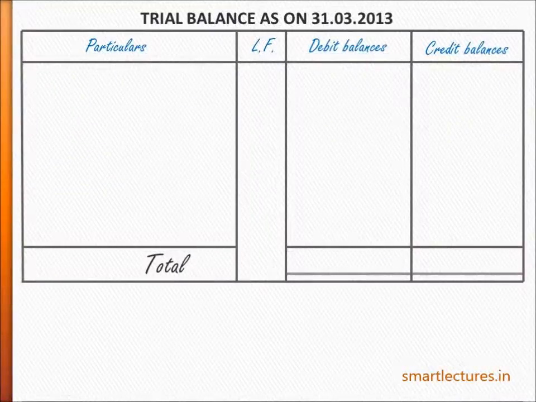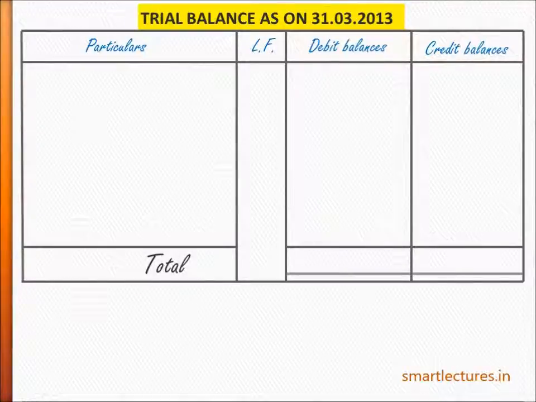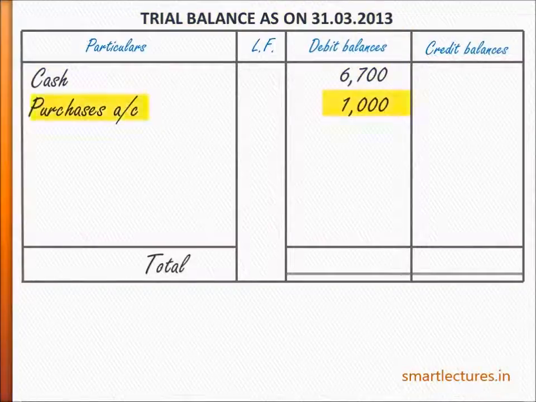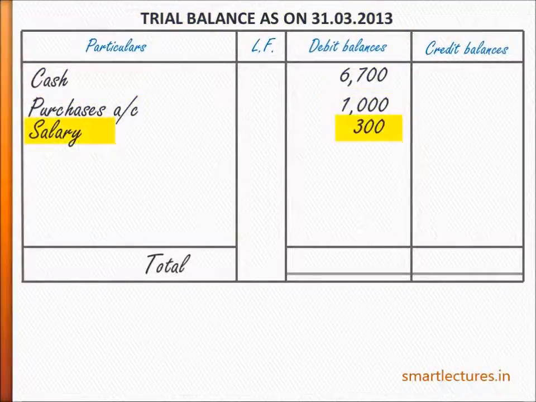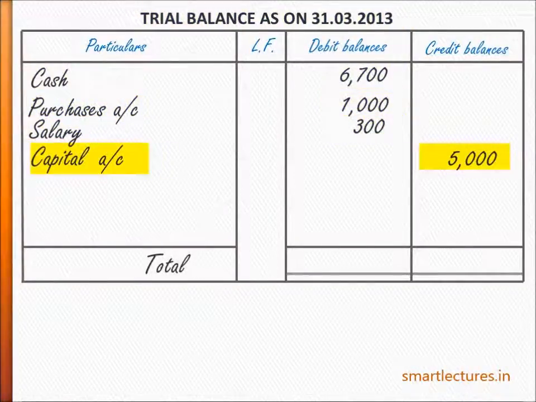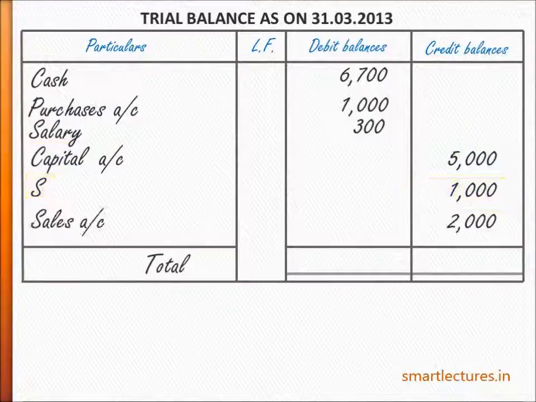Now come to the question. Trial balance as on 31st March 2013. Cash 6,700, purchases 1,000, salary 300. Capital 5,000, S 1,000, sales 2,000.